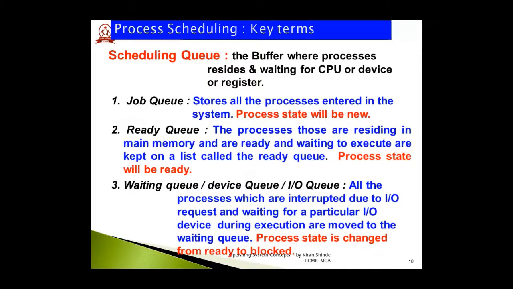So basically, what do we mean by scheduling queue? The scheduling queue is nothing but a buffer where processes reside, waiting for the CPU or device or register. So it is a buffer wherein all the processes will be waiting for CPU time to get executed by the CPU. And these scheduling queues are categorized as the job queue, which stores all the processes which have entered the new state. The ready queue, which maintains the queue of all the processes which are in the ready state, waiting for the CPU time. And the waiting queue, or device queue, or IO queue, holds all the processes which are interrupted due to IO requests. So in this particular queue, all the processes are in the blocked state.